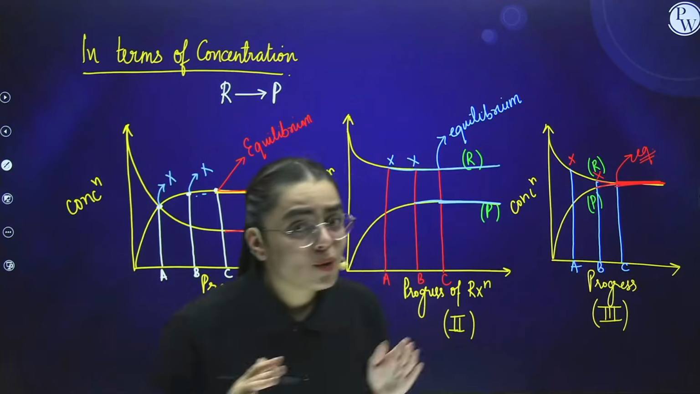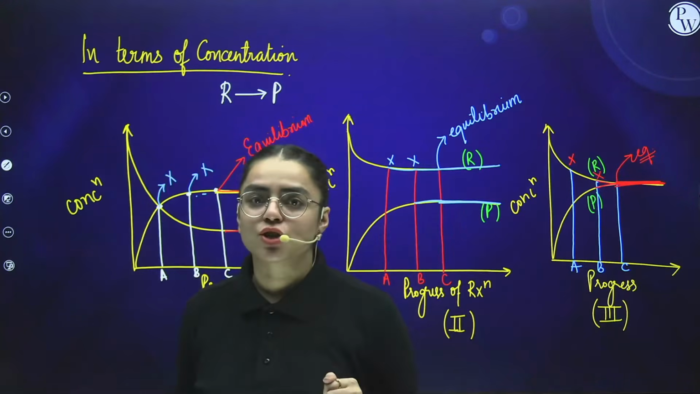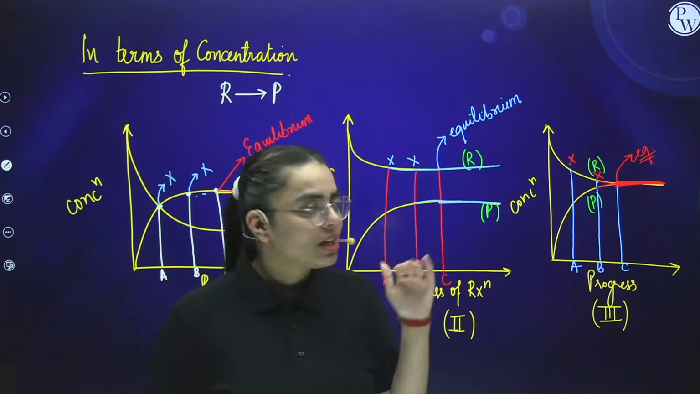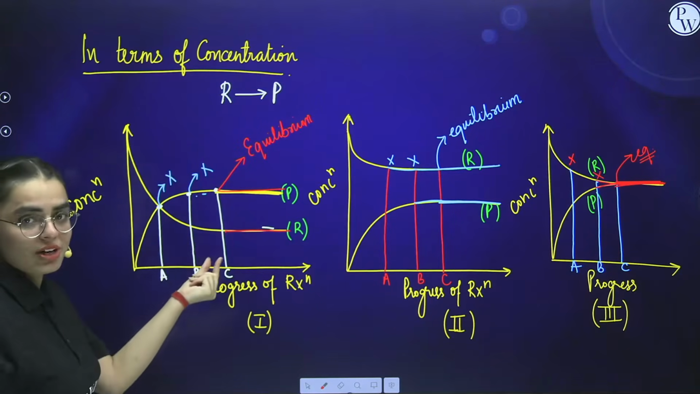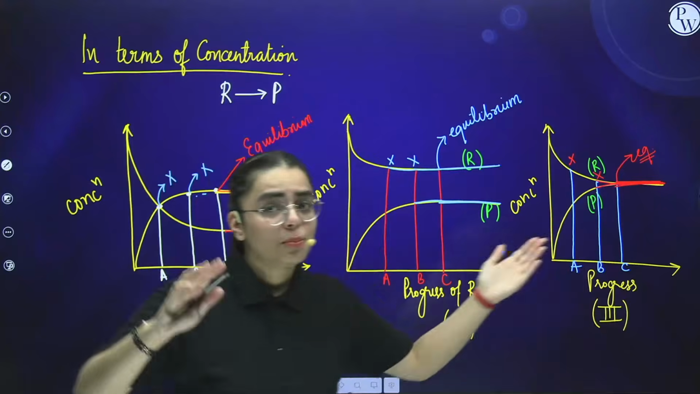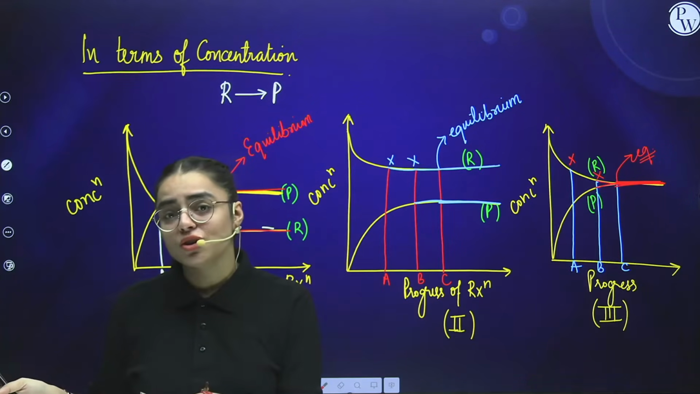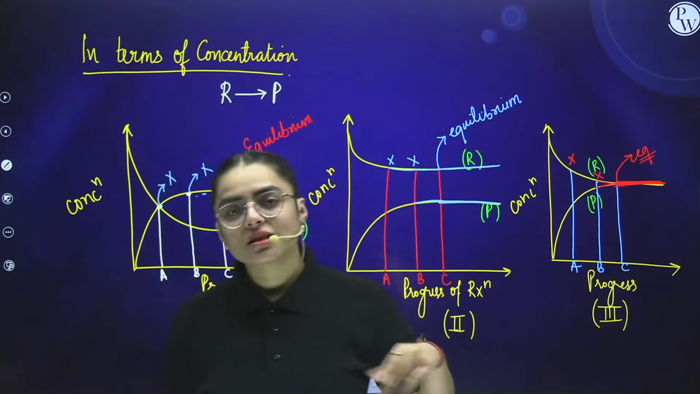Clear? Now what we are going to see is the same graphs for the rate of reaction, but the situation is now going to change. Now the tables are going to turn. How? Here what we have seen is that only at point C is equilibrium. But when you make a graph of rate with respect to progress of reaction, the whole situation is going to change. Let us revise the definitions.